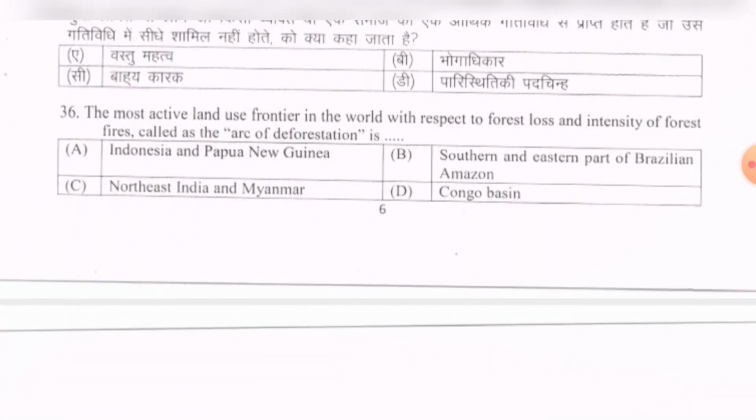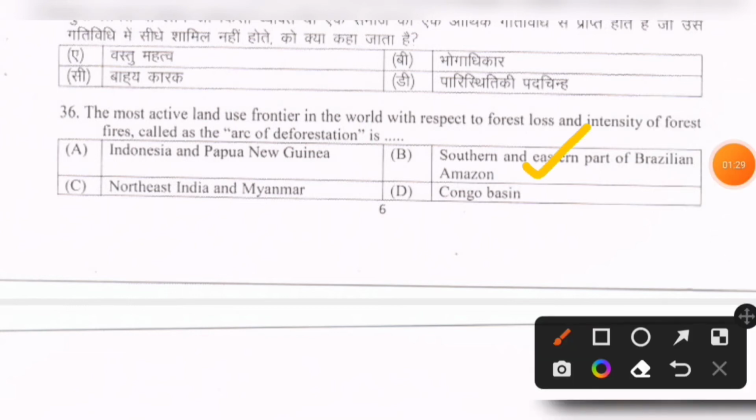The most active land use frontier in the world with respect to forest loss and intensity of forest fires, called as the arc of deforestation, is. Options are Indonesia and Papua New Guinea, southern and eastern part of Brazilian Amazon, northeast India and Myanmar, Congo Basin. The correct option is B, that is southern and eastern part of Brazilian Amazon. Let's see the next question.